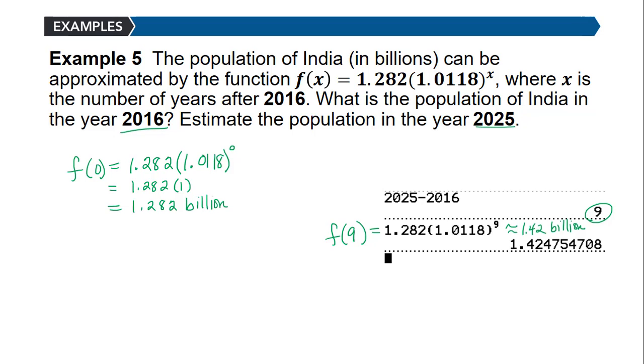So note that the base of this exponential function is a positive number greater than 1, which means that it does model exponential growth. That is, it's an increasing function. This multiplier is really a stretch factor, but what it really does is gives us the initial value of that function. And we found that when we substituted in 0, we got the 1.282.